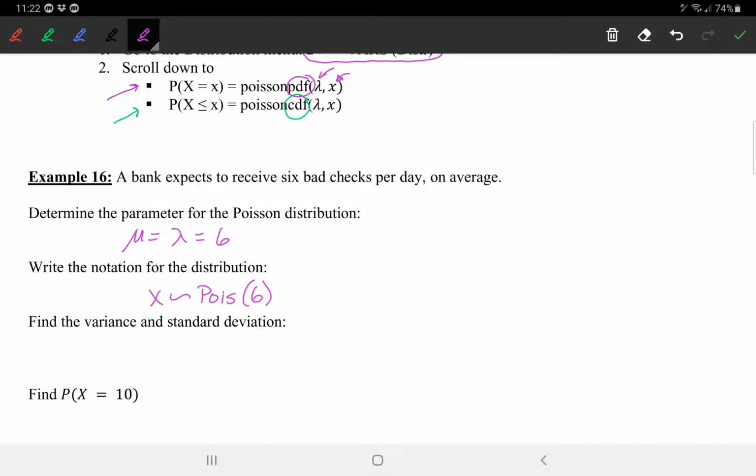Now the variance of the distribution for the Poisson, sigma squared, is equal to the expected value, which you can write as mu, or as lambda, which is equal to 6. And then the standard deviation, sigma, is always equal to the square root of sigma squared, which is the square root of 6, which is approximately 2.45.